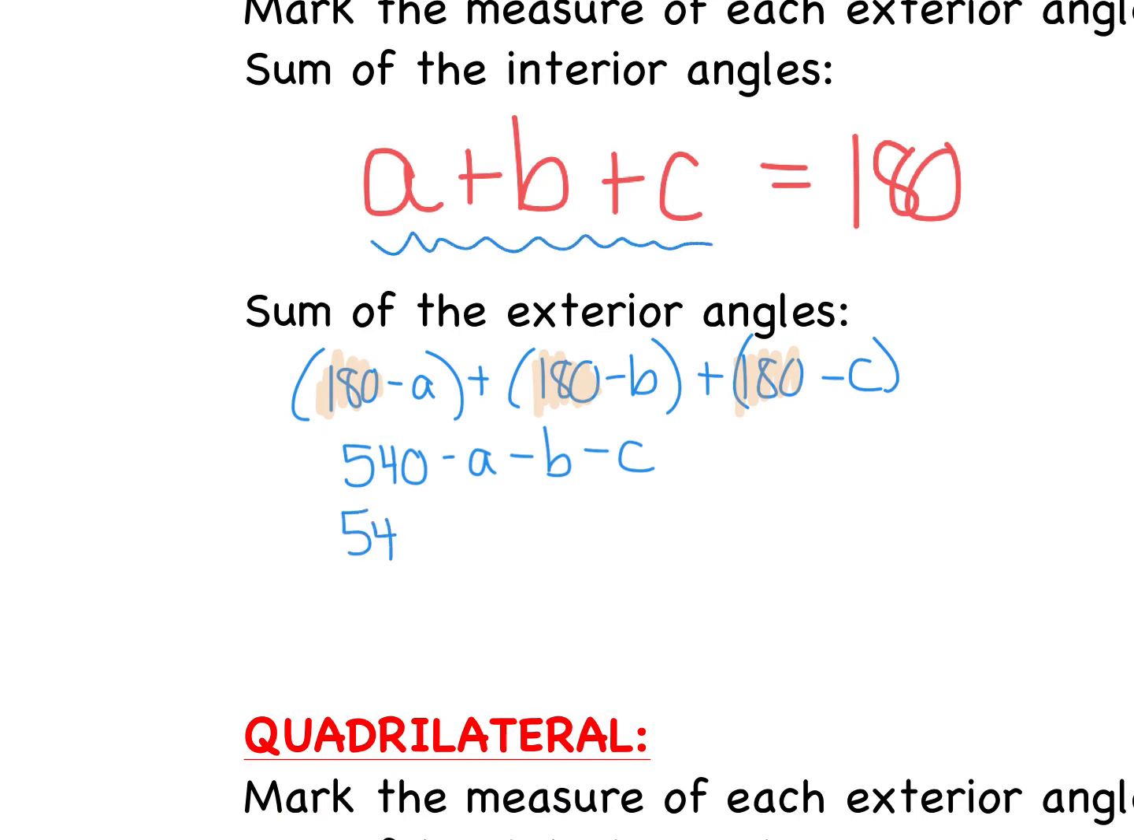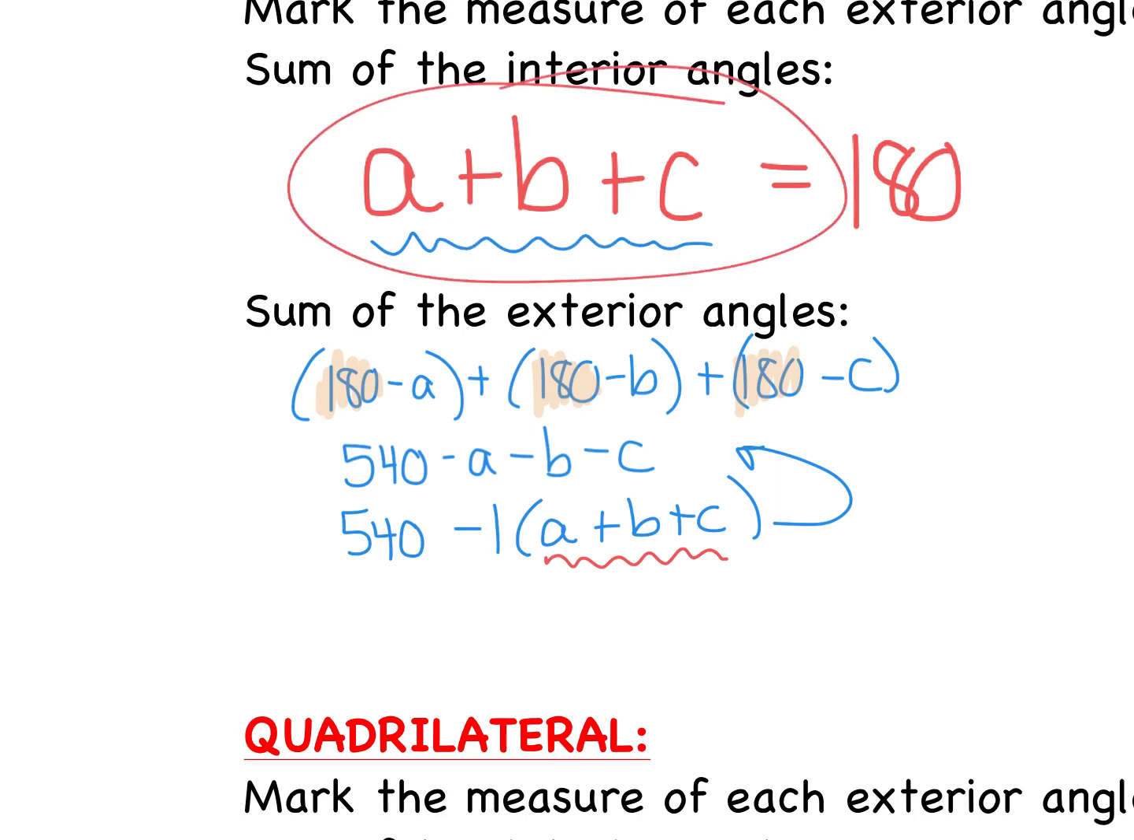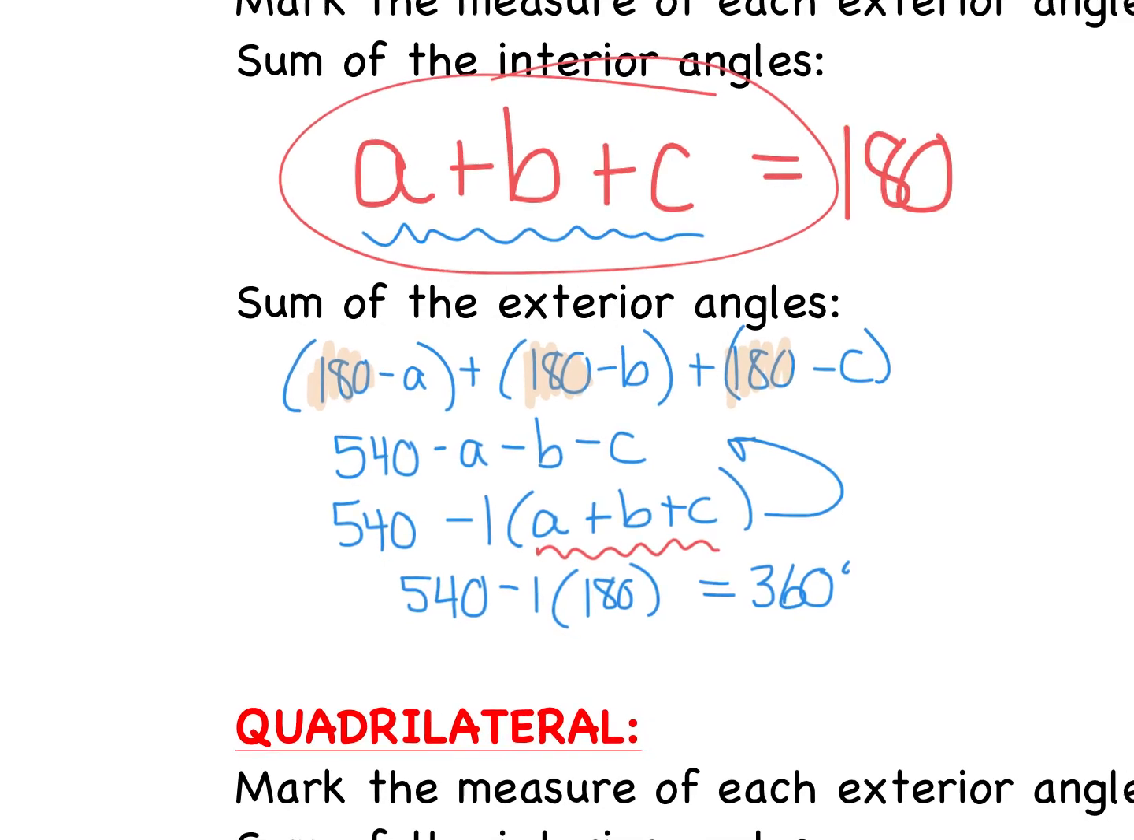So what that means is I'm going to factor out a -1. When I factor out a -1, I get A plus B plus C inside the parentheses, because if I were to distribute that -1, I would have this. So we already know A plus B plus C from up here, right? We know that it equals 180. So this whole thing is going to be 540 minus 1 times 180, really. And so we get 360. Interesting. So the sum of the exterior angles in a triangle is 360 degrees.